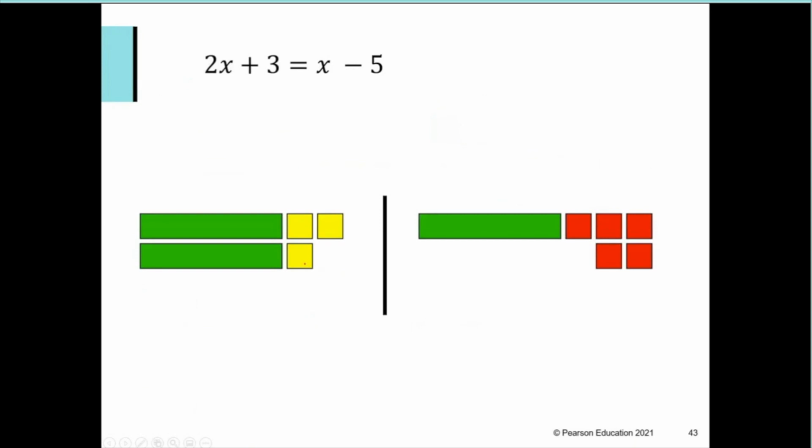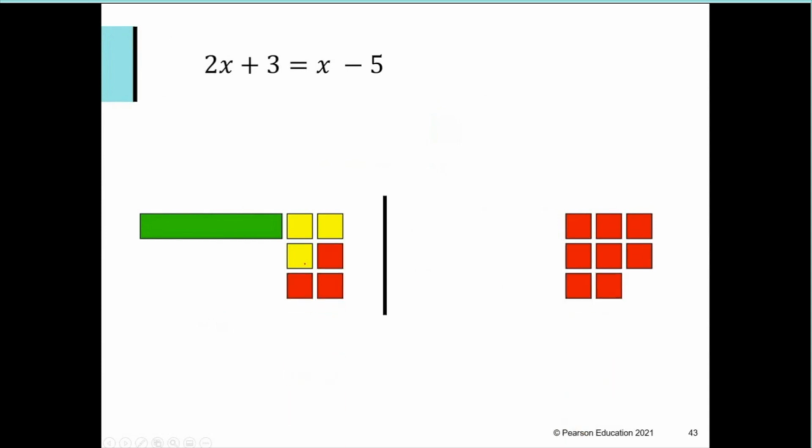Okay, what about if we've got x's on both sides? This time I'm going to zero pair my x. I can just bring on 2 red rectangles like that. They cancel out, and they keep it balanced because I've done it the same to both sides. Now I'm left with x plus 3 equals negative 5. Again, I want to zero out those yellows, so I've got to bring in my 3 red counters. They will cancel out, leaving me with x equals negative 8.